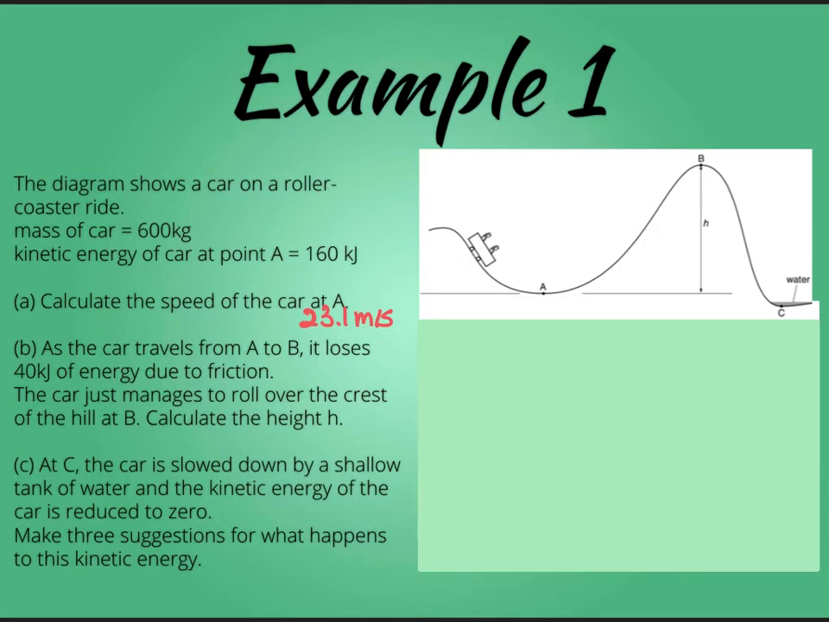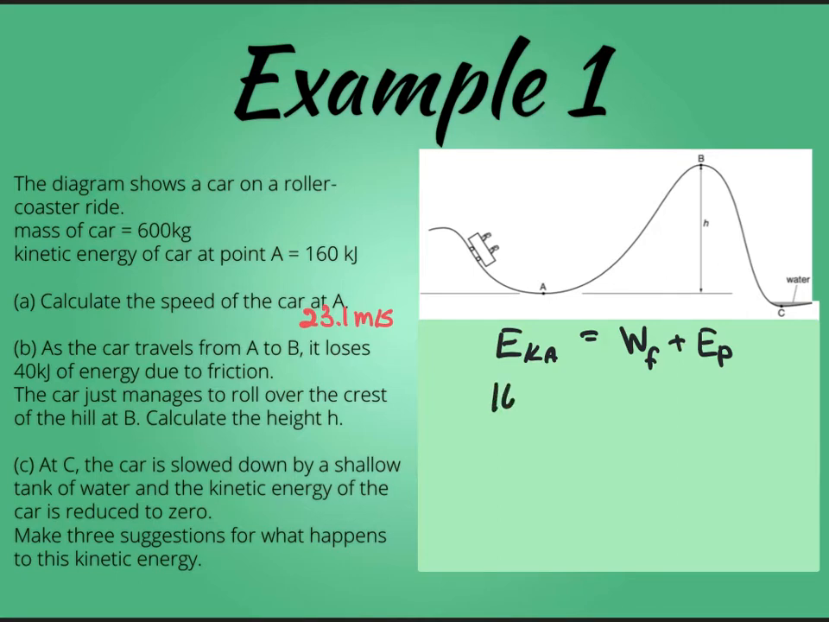I am going to lose some energy to overcome friction. So it just manages to roll over the crest. So let's say it has no kinetic energy when it gets to the top. So we need to use the conservation of energy here, and we're going to create our own formula. So I'm going to start with my kinetic energy, and I'm just going to write an A because that's the value there, equals the work done to overcome friction plus whatever potential energy it has up there at B.